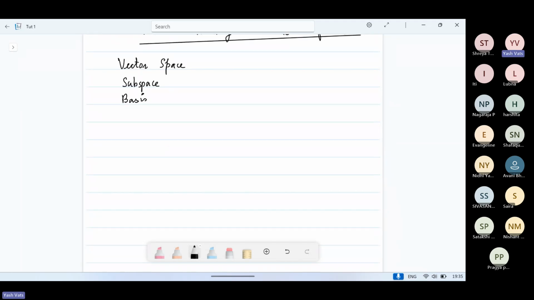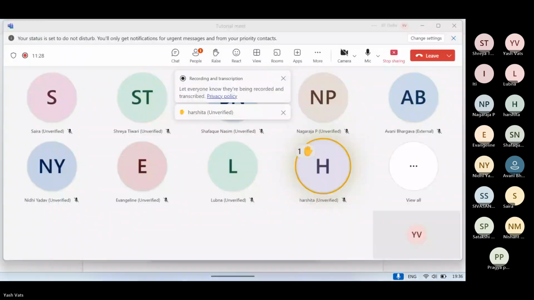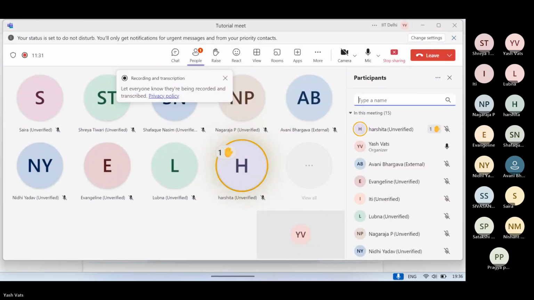Harshita, are you asking something? No, your hand is raised.